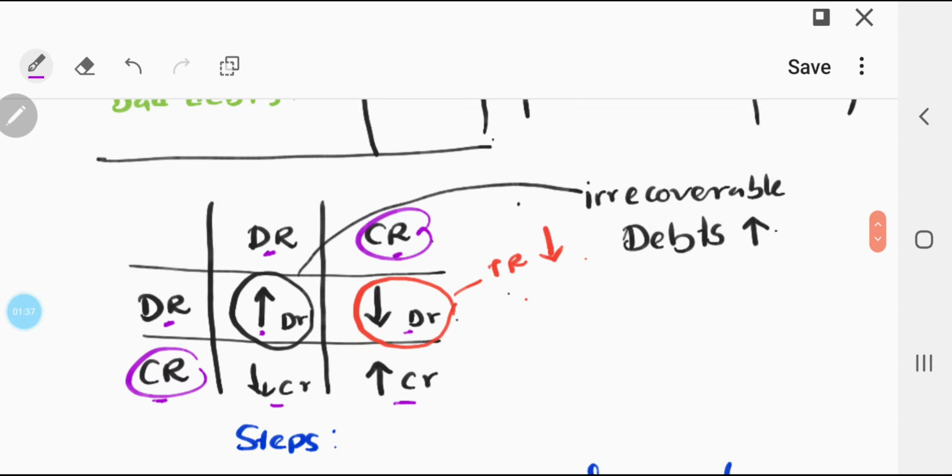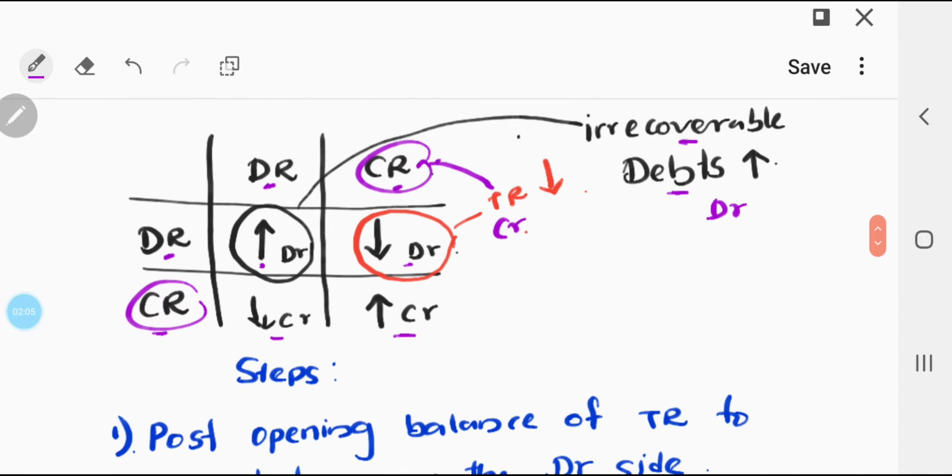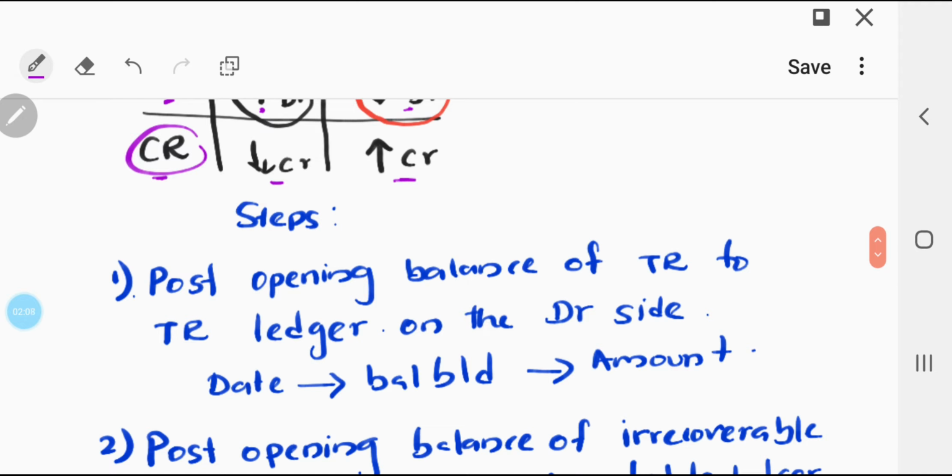Now, in this example, you're supposed to reduce your trade receivables. Therefore, you're supposed to credit your trade receivable account, whereas you're supposed to increase your irrecoverable debts. Therefore, you're supposed to debit irrecoverable debts account. So you credit trade receivable and debit irrecoverable debts. Now, let's look at the first step.